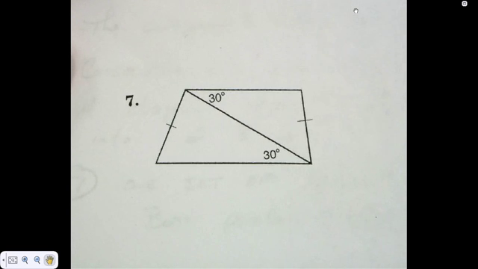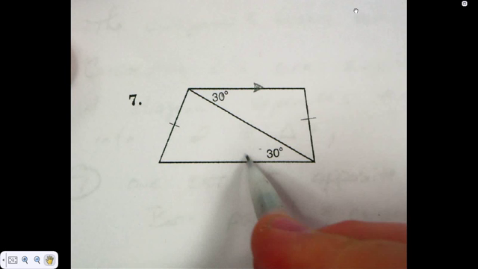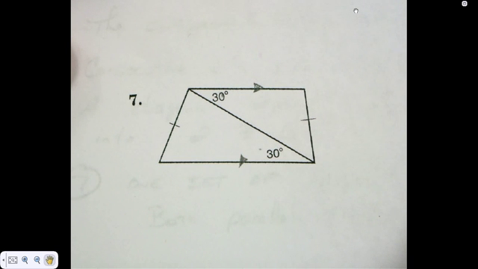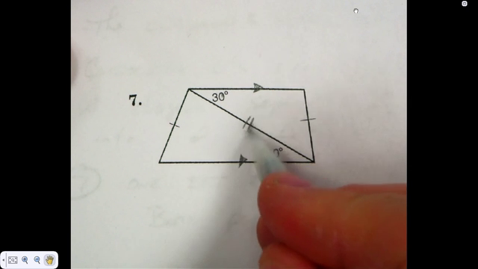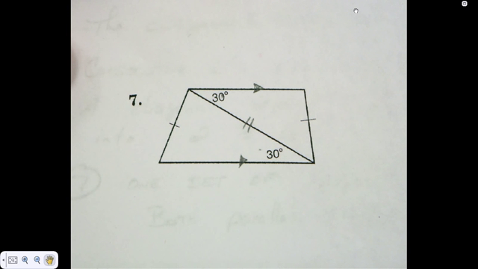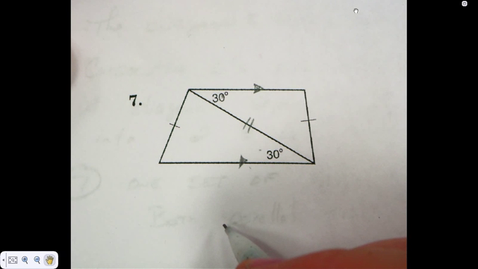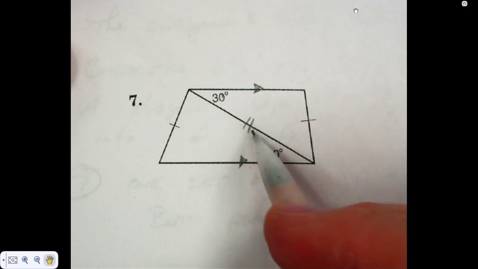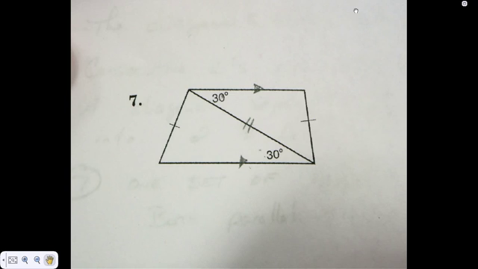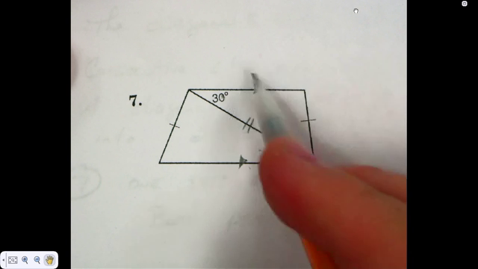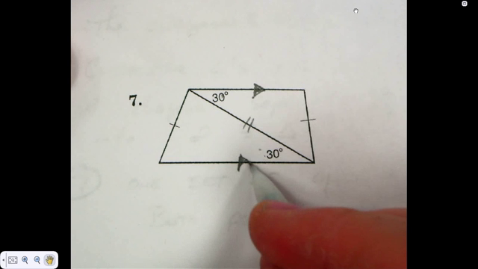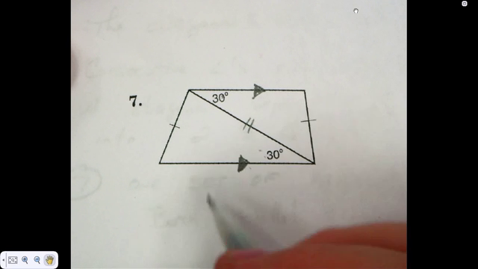Number 7. I have alternate interior angles congruent, so this is parallel to this. No, that's not our new theorem. I can't prove that these two triangles are congruent by the information given. I have side-side-angle, correct? So, can I say this is a parallelogram? Nope.